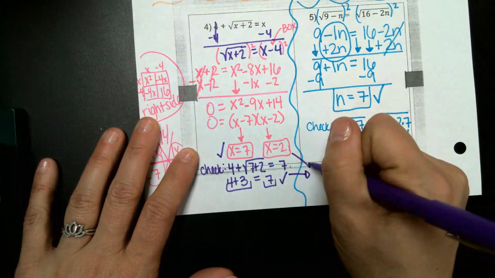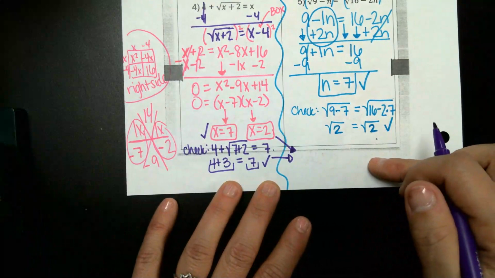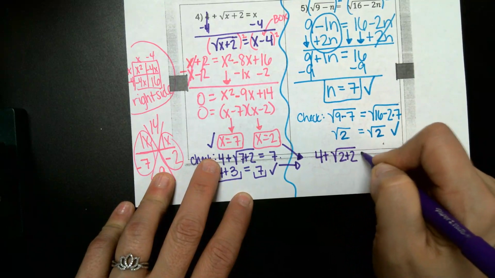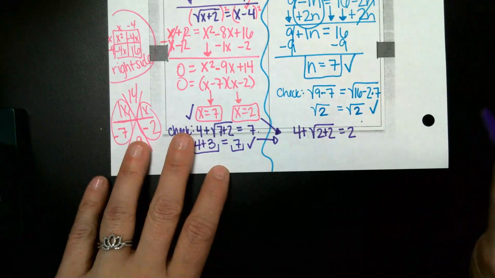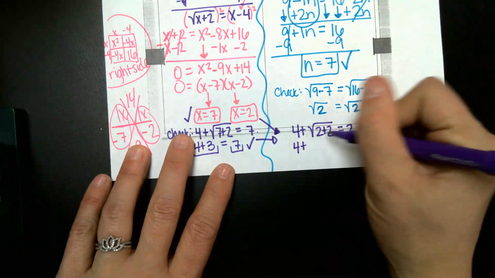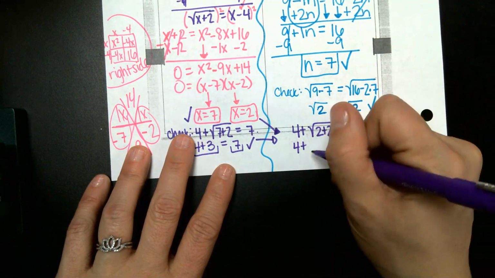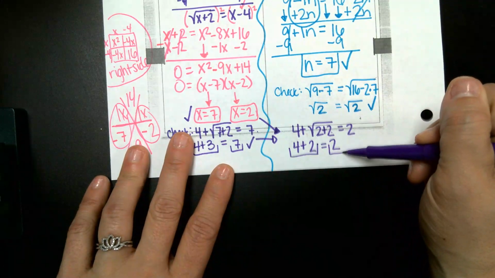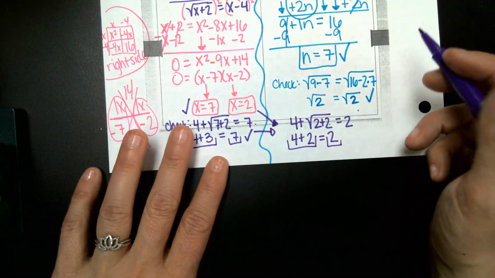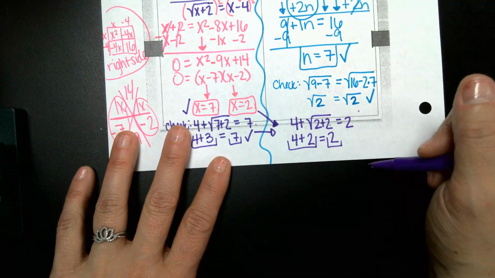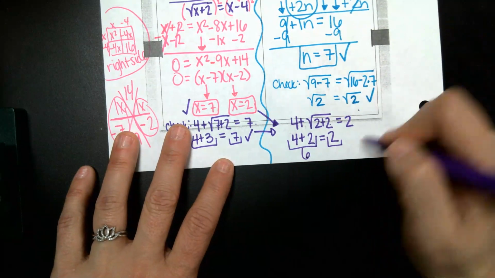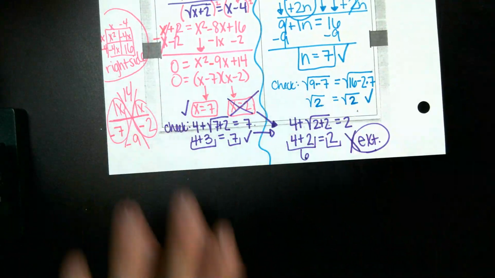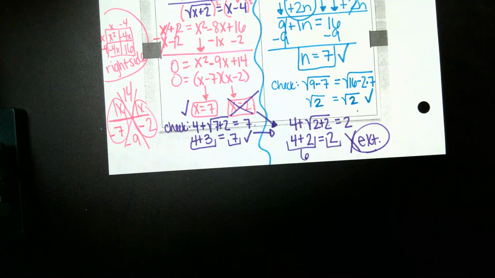I'm going to do my other check over here just for space purposes. I'm going to take this 2 and I'm going to plug it in. Okay, so let's look at this. What is 2 plus 2? And what's the square root of 4? Okay, so now look at what it says. It says that 4 plus 2 equals 2. Is that true? 4 plus 2 is 2? Oh, no. 4 plus 2 is 6. So those are not equal, which means the 2 is extraneous. So you're going to cross out that 2, and the only correct answer is the 7.